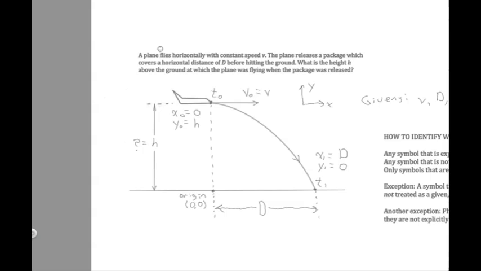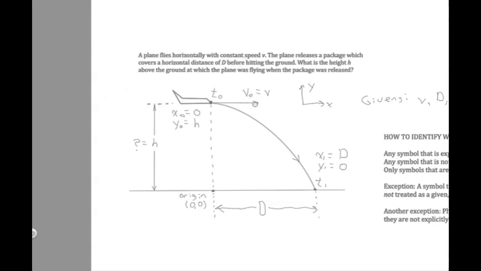All right, so again, we're showing what it means for this to be horizontal. Let's talk about that a little bit more. This is supposed to represent the initial velocity of the package. But the problem doesn't talk about the package here, it's talking about the plane. So is this really correct?